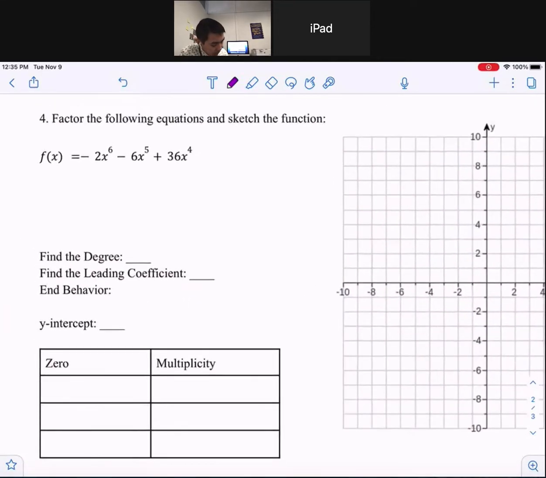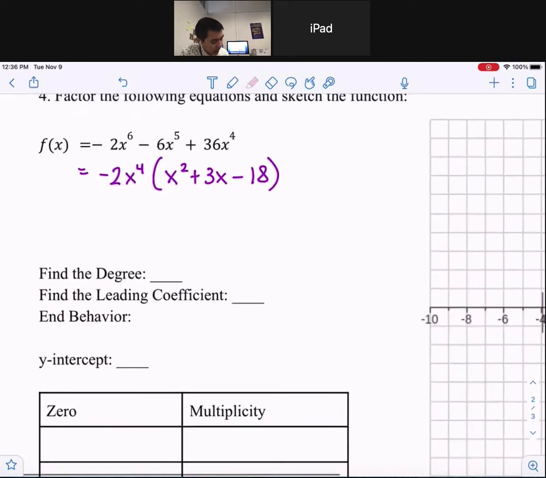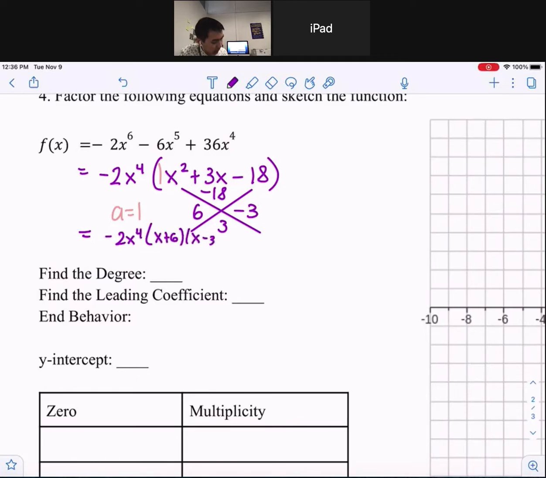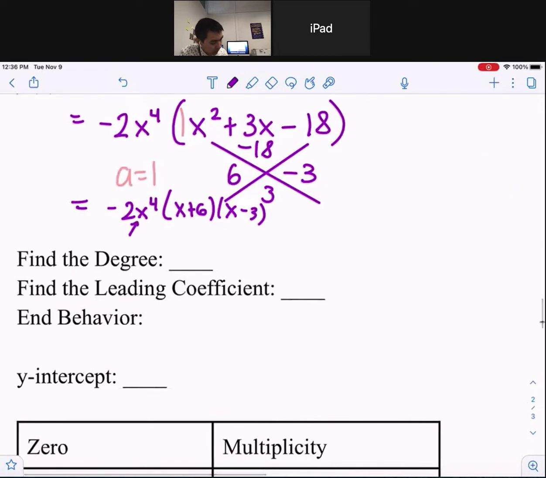Number 4. We can factor out a -2x to the 4th power. Divide each by -2 and take away 4 x's from all. So you get x squared plus 3x minus 18. This is another a equals 1 case. So factor this: -18 and 3, 6 and -3. So we're going to get -2x to the 4th times (x plus 6) times (x minus 3). So x has to equal 0, x equals -6 and x equals 3.